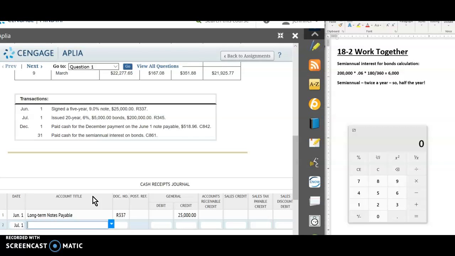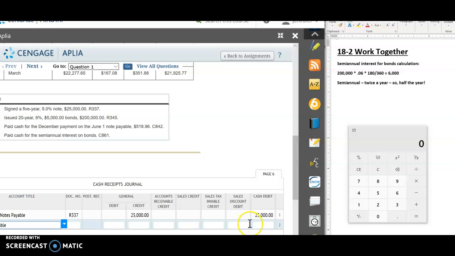And this time, we are calling it bonds payable. Okay, so we know we issued bonds. We issued 20-year 6% bonds at $5,000 each for a total of $200,000. Okay, so what we're going to do is in our cash debit column, we're going to put $200,000.